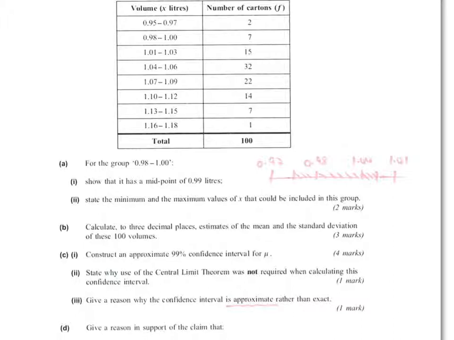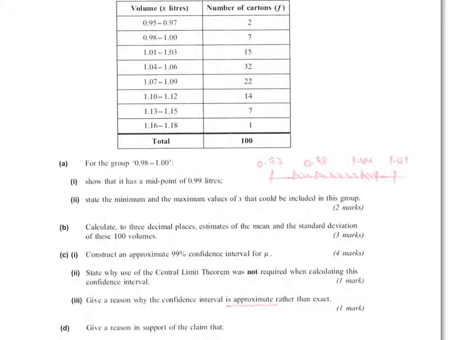So for instance, over here, everything between 0.98 and 1.0 would obviously go into that group. But the end of the previous group and the beginning of the next group are these two values. So basically, anything from the midpoint there to there would also go into this group 0.98 to 1.0. So this value here would be 0.975 and this would be 1.005.